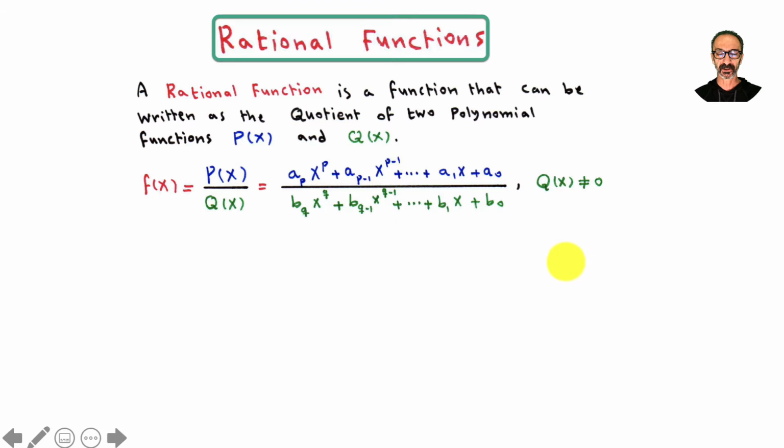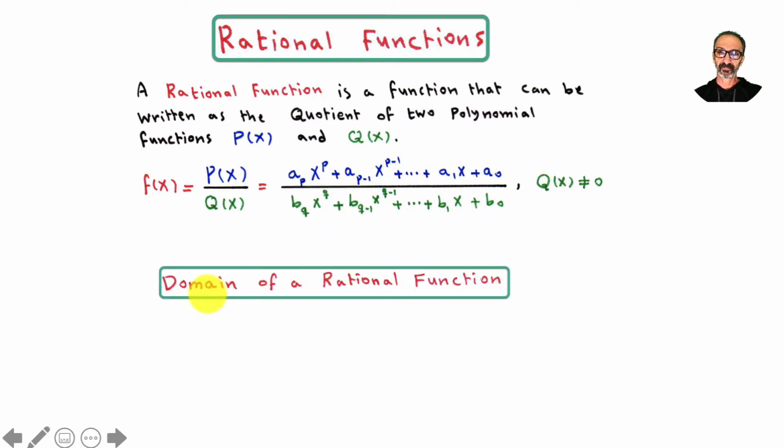That's stated right here. The leading term right here is a sub p times x to the power p, which leads us to the degree of the numerator. And the leading term right here is b sub q times x to the power q, which gives us the q as the order of the denominator polynomial. These leading terms and the leading coefficients mainly affect our discussion in this section.